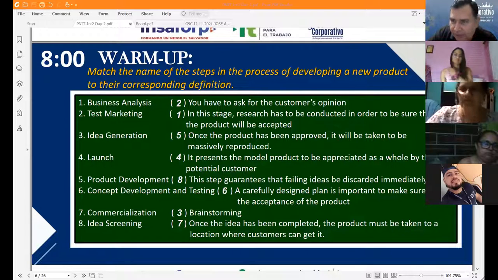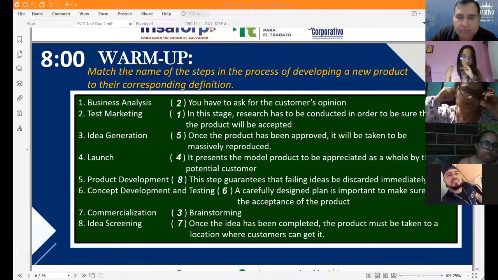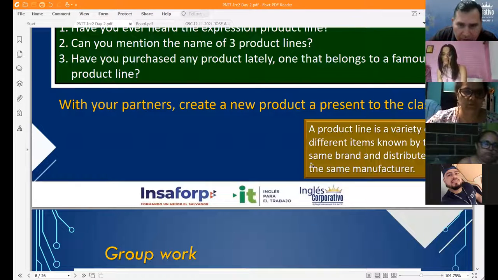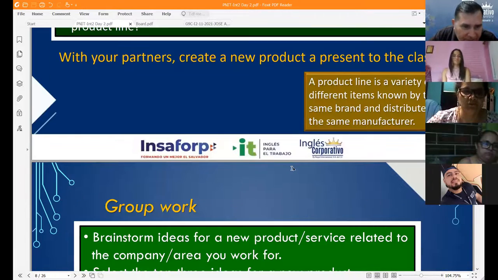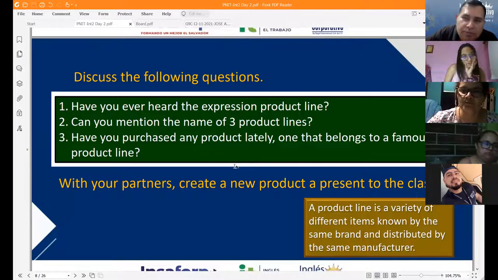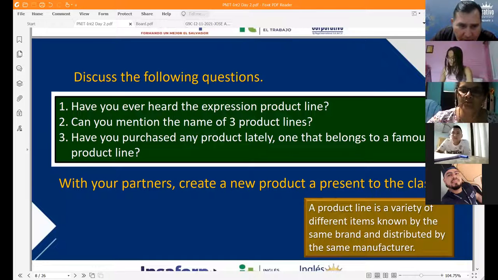Let's continue. Okay. We continue working. We're going to begin with the pre-task. We're going to be discussing two things: this one and this one. We're going to be working in groups. The first thing you're going to do is discuss the questions. Number one, have you ever heard the expression product line? Number two, can you mention the name of three product lines? Number three, have you purchased any product lately, one that belongs to a famous product line?